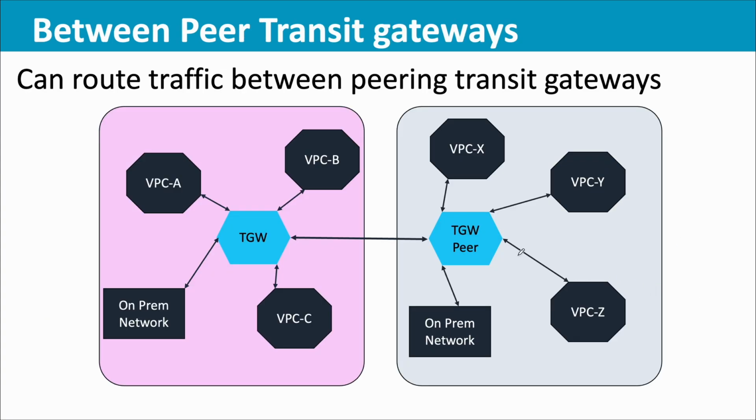And assume that your VPCs are distributed across two regions. These two squares represent two regions, and you may have a Transit Gateway in this region, and another Transit Gateway in the region B. So these two Transit Gateways can also be peered so that from VPC B you can communicate with VPC X or VPC Z. So you can have peer transit gateways as well.